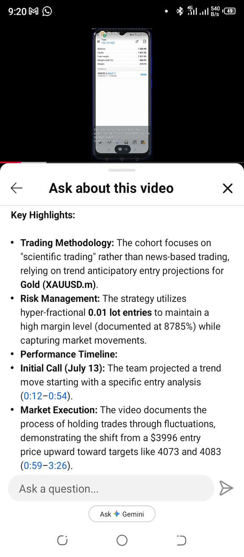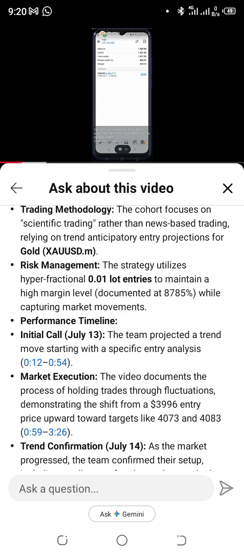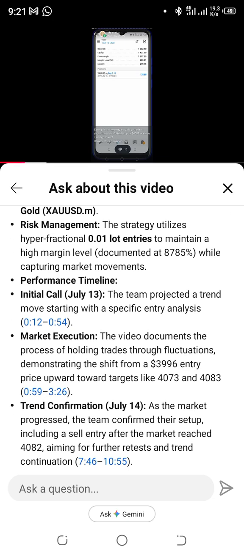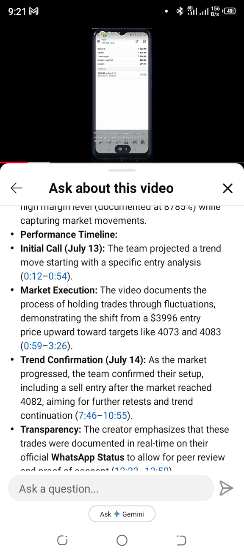Risk management. The strategy utilizes hyperfractional 0.01 lot entries to maintain a high margin level documented at 8,785% while capturing market movements. Performance timeline. Initial call was July 13. The team projected a trend move starting with a specific entry analysis. The market execution: the video documents the process of holding trades through fluctuations, demonstrating the shift from a $3,996 entry price upward toward targets like 4073 and 4083.